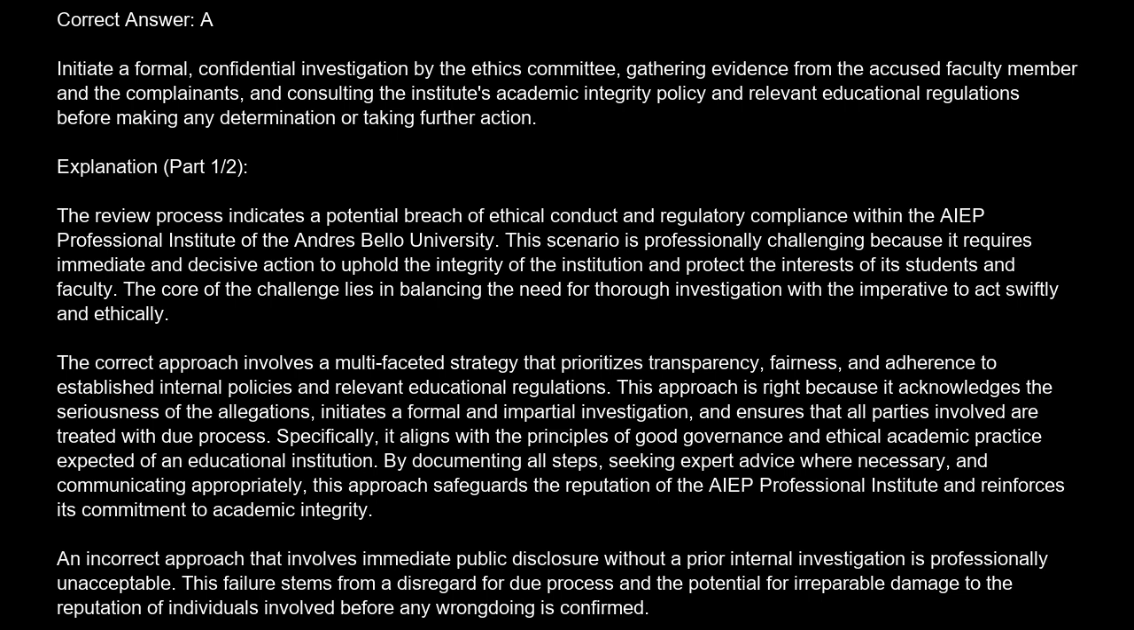Specifically, it aligns with the principles of good governance and ethical academic practice expected of an educational institution. By documenting all steps, seeking expert advice where necessary, and communicating appropriately, this approach safeguards the reputation of the AIEP Professional Institute and reinforces its commitment to academic integrity.